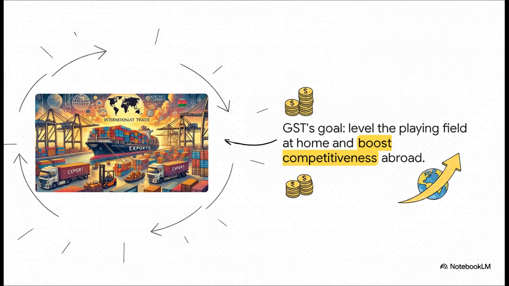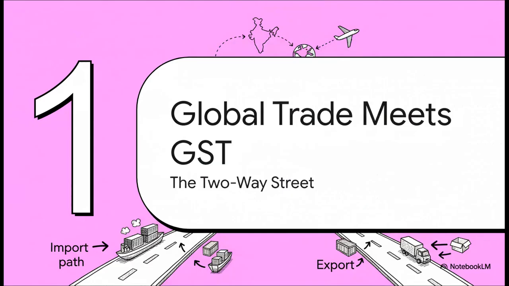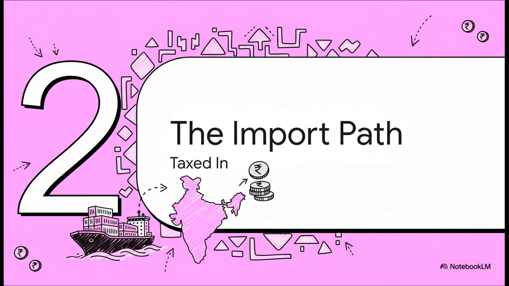When you boil it all down, the whole system for international trade is built on two really simple but very powerful ideas. For stuff coming in, the goal is to level the playing field, making sure foreign goods don't have an unfair tax advantage. And for stuff going out, it's all about making Indian exports more competitive on the global stage. To really wrap your head around this, the best way to think about it is like a two-way street. You've got one set of rules for goods coming into the country, that's the import path, and a totally different set of rules for goods going out, the export path.